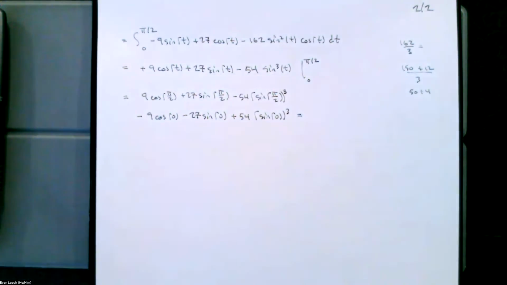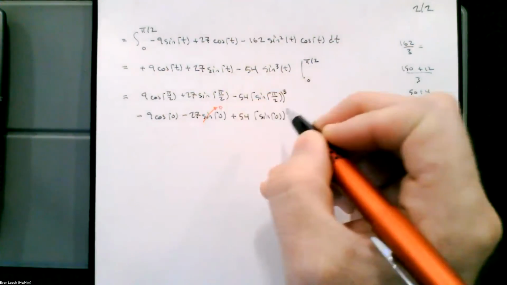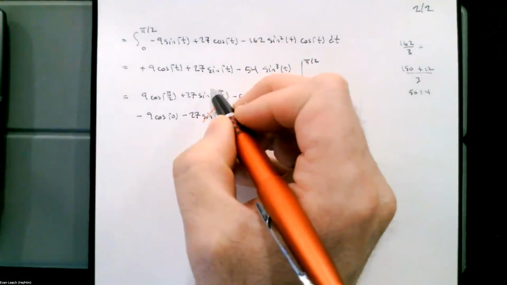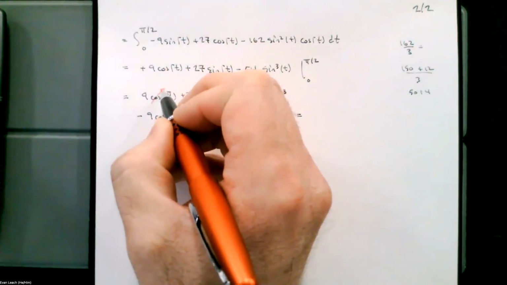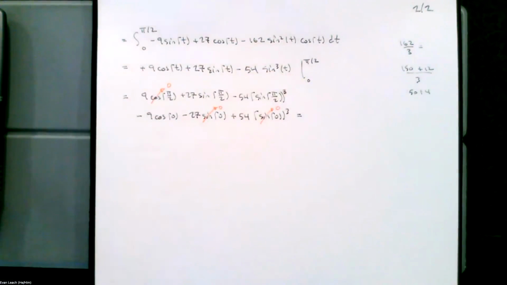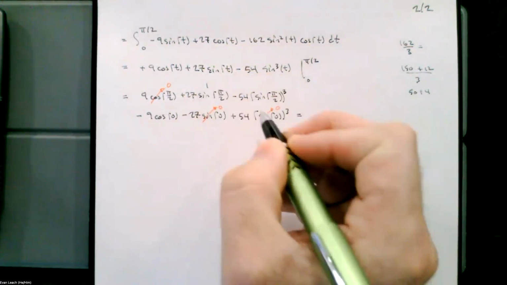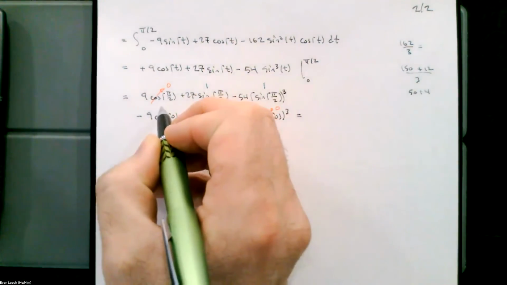Let's hit all the zeros. Sine of 0 is 0. Sine of 0 is 0. Cosine of pi over 2 is 0. I said let's hit all the zeros, so let's just get rid of all that stuff. Sine starts off at 0 and goes up to 1. So sine of pi over 2 is 1. Sine of pi over 2 is 1. Cosine of 0 is 1.